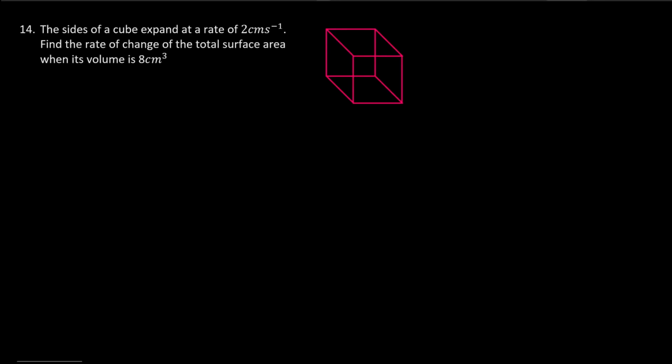They say the side of a cube expands at a rate of 2 cm per second. So when you see rate, we know it's going to be d over dt. But what's the thing changing over time? They say it's the side.